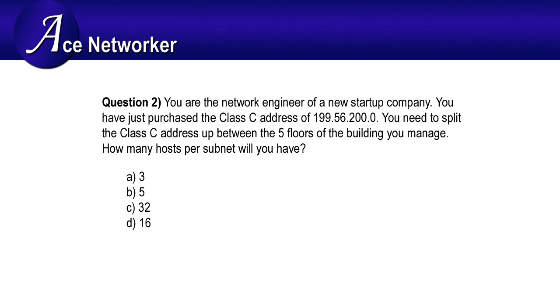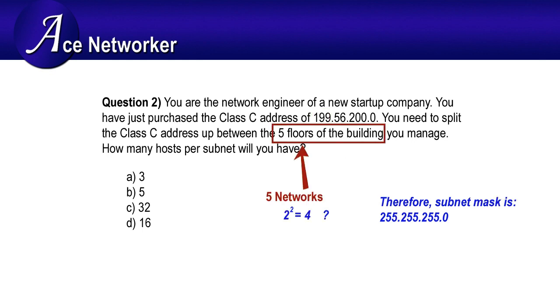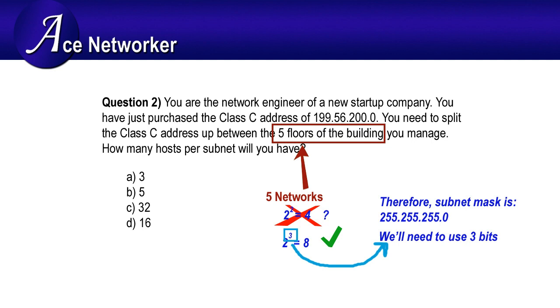So let's dissect this question. It's a Class C address. This means that the classful mask will be 255.255.255.0. So get out your duct tape and go to work. We need to divide it into 5 networks, we know that. For this we use the power of 2. 2 to the 2nd power equals 4. That's not enough, that's not 5. 2 to the 3rd power is equal to 8. So we know we'll need to use at least 3 bits for the network portion of the subnet mask, since 2 isn't going to be enough.